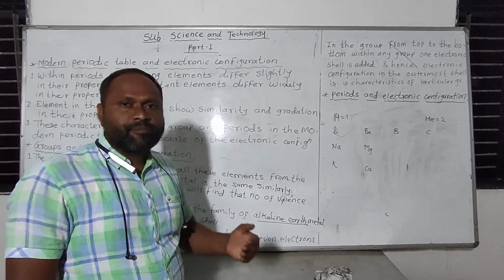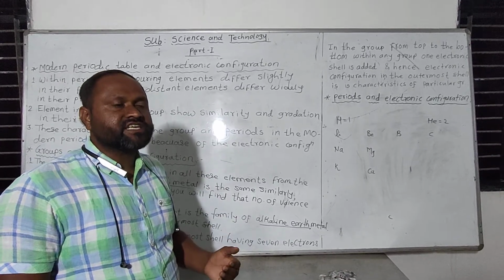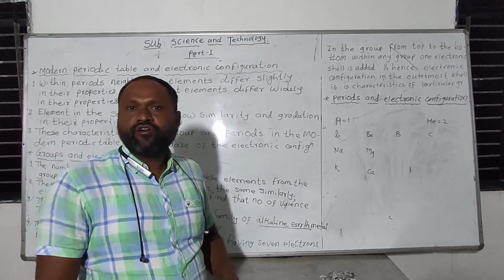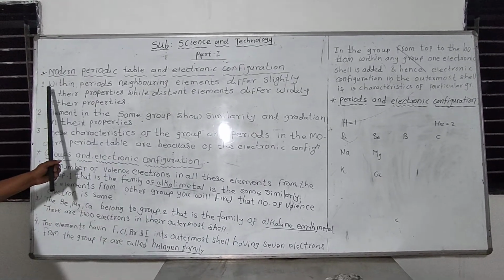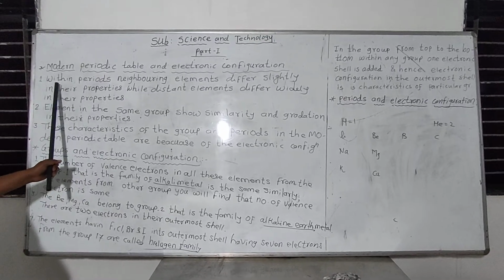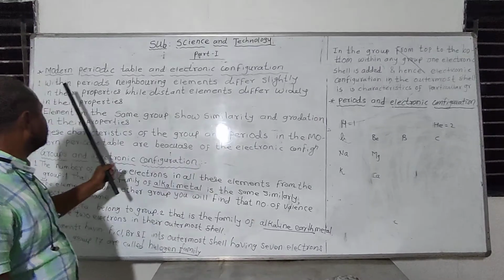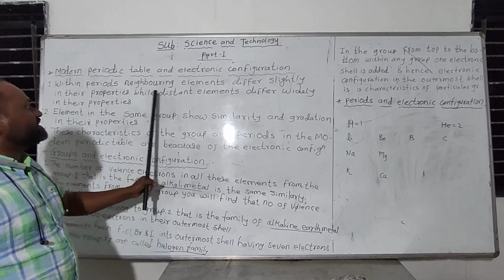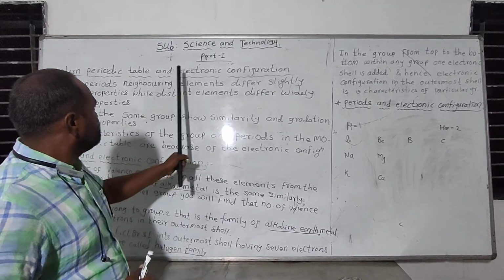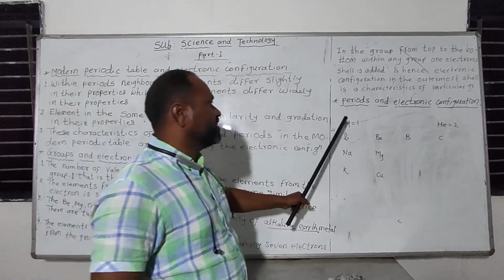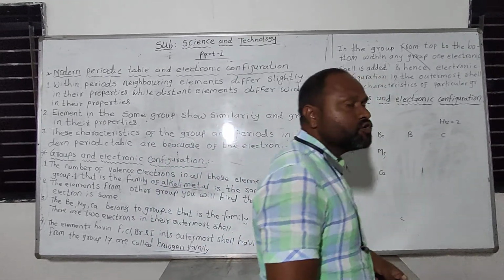Then the periodic properties, or periodic trends in periods and groups, change on the basis of their electronic configuration. First we discuss the modern periodic table and electronic configuration. Within periods, neighboring elements differ slightly in their properties, while distant elements differ widely in their properties, on the basis of their electronic configuration. Here, hydrogen has atomic number 1, helium has atomic number 2.